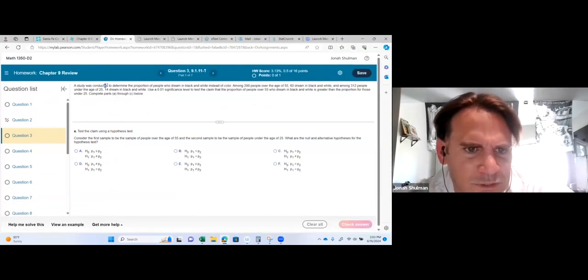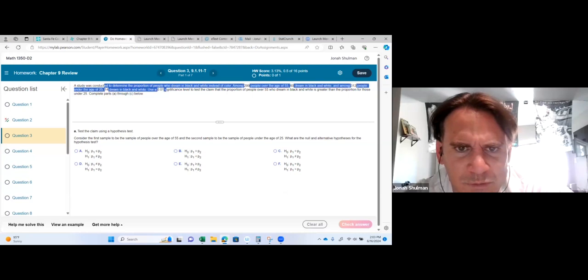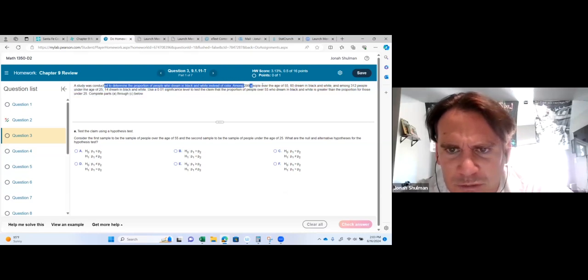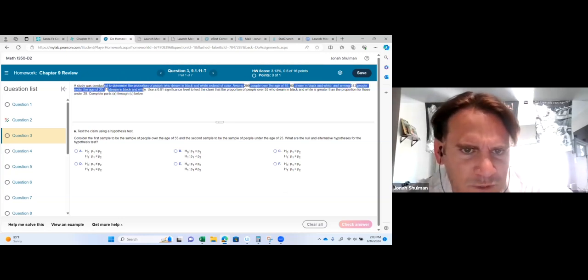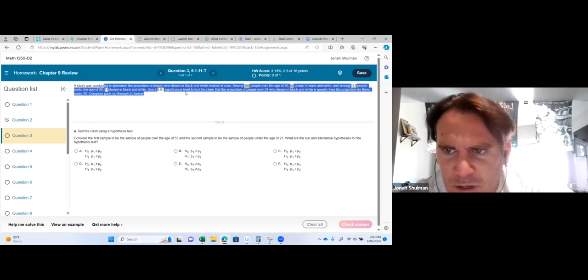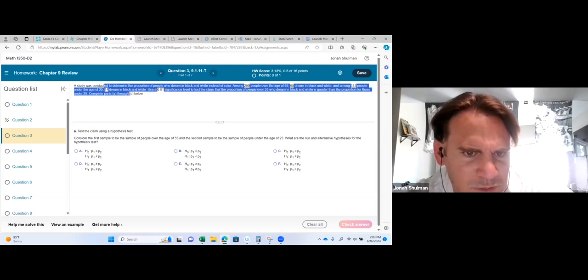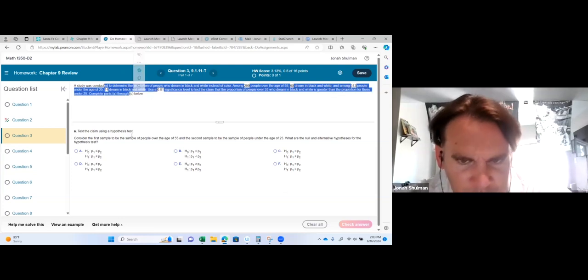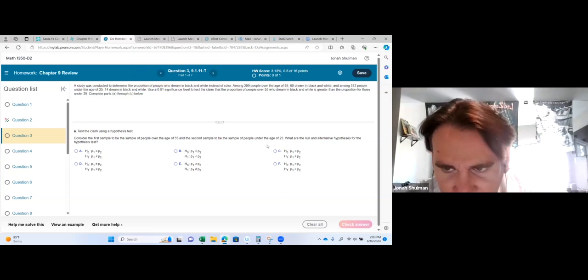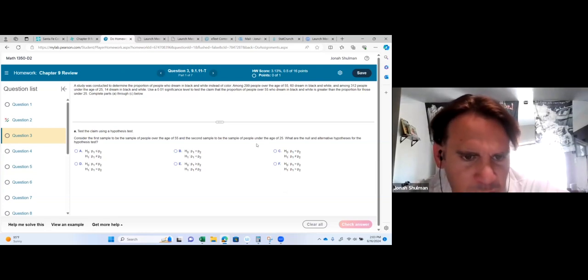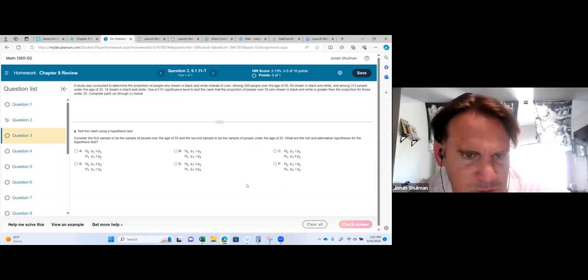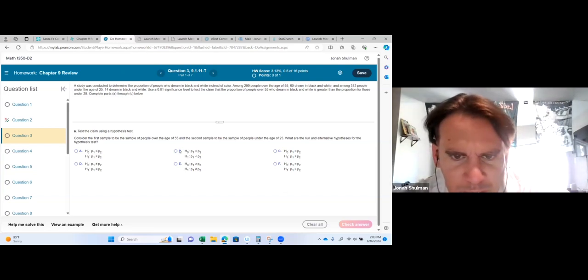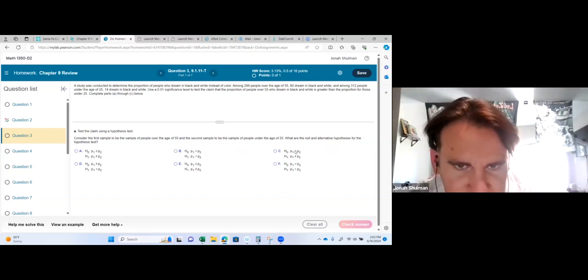A study was conducted to determine the proportion of people who dream in black and white instead of color. Of 299 people over the age of 55, 60 dream in black and white. Of 312 under the age of 25, 14 dream in black and white. Okay, complete A through C. Consider the first sample 55, the second sample. What are the nulls? So the first one is just that they're going to be equal. So that gives us the choices of B and C.